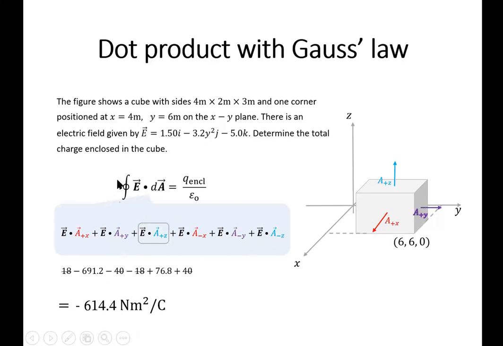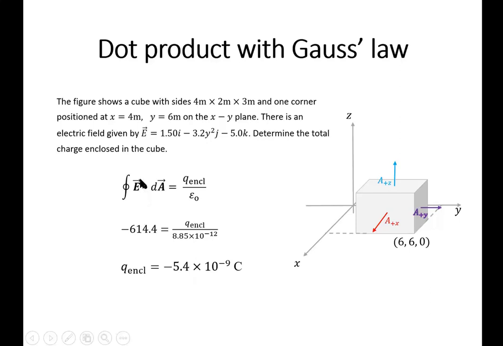And from Gauss's law, this surface integral that we've calculated should be equal to the expression here. So let's see how that one also goes. We put negative 614.4 here and equate it to the Q enclosed divided by epsilon naught, which is 8.85 times 10 to the power negative 12. And the whole thing comes out to be minus 5.4 times 10 to the power negative 9 coulomb. In other words, negative 5.4 nanocoulomb. That will be the charge enclosed.